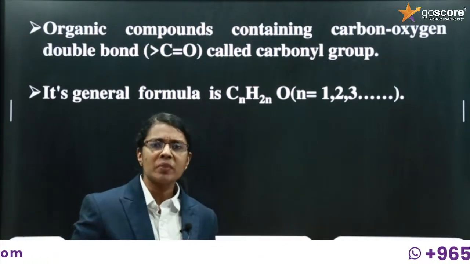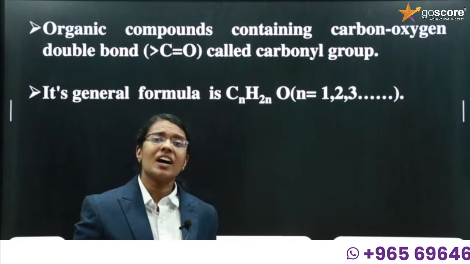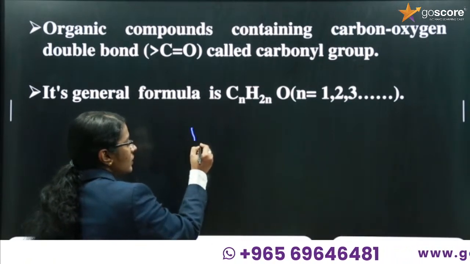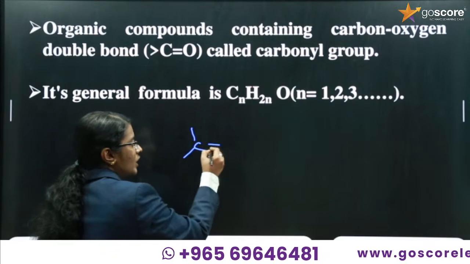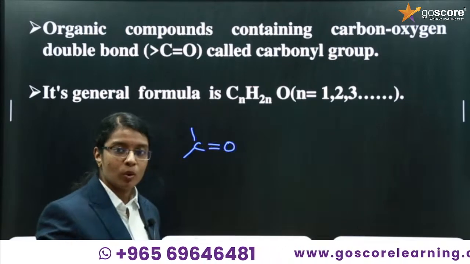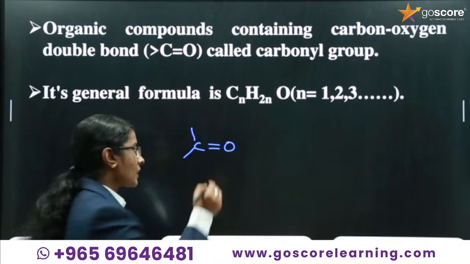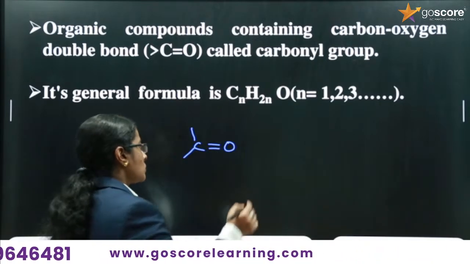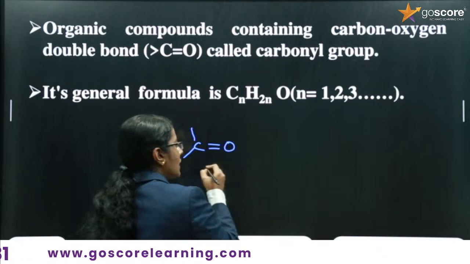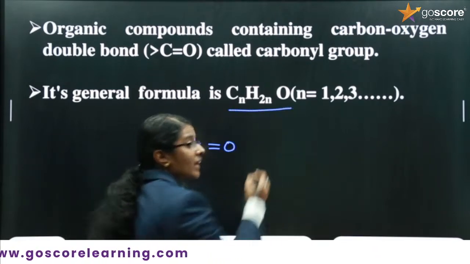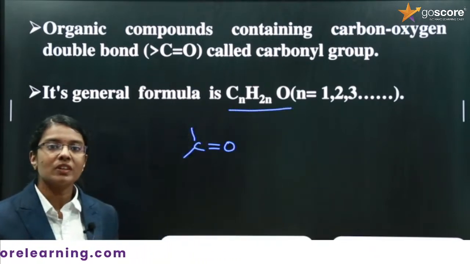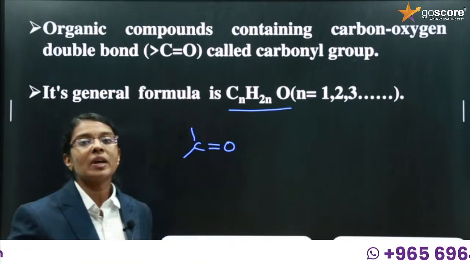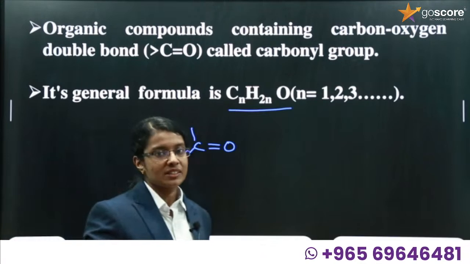So what do you mean by carbonyl compound? Carbon double bond oxygen is called a carbonyl compound. It has the general formula CnH2nO, where n may be 1, 2, 3, etc.